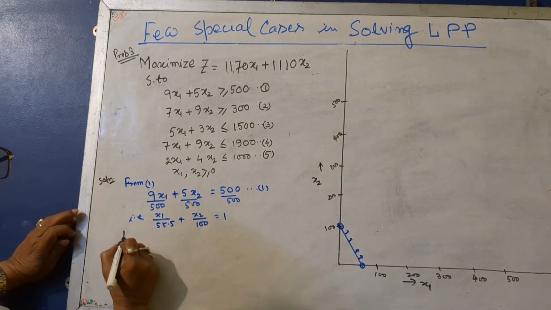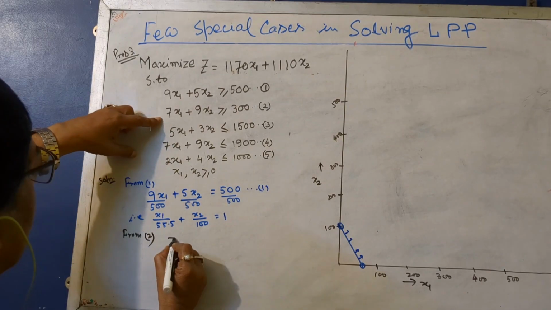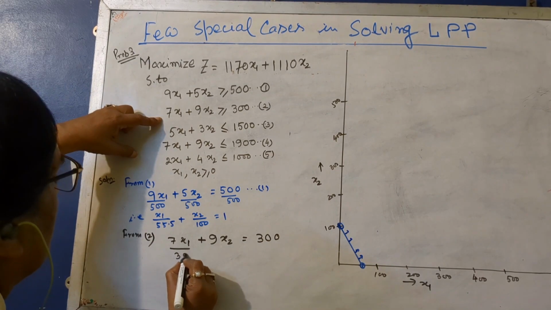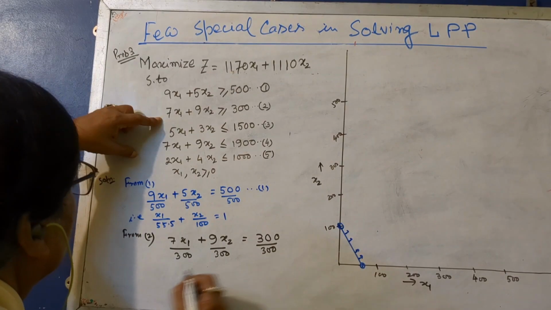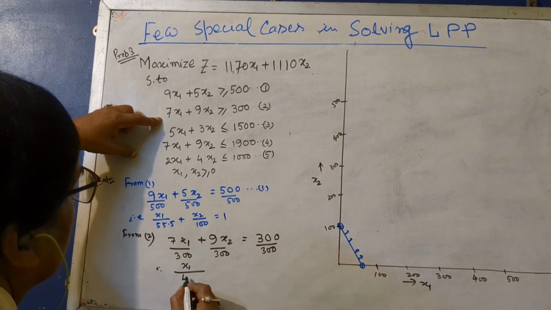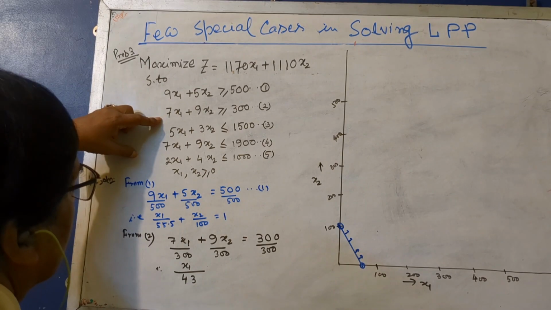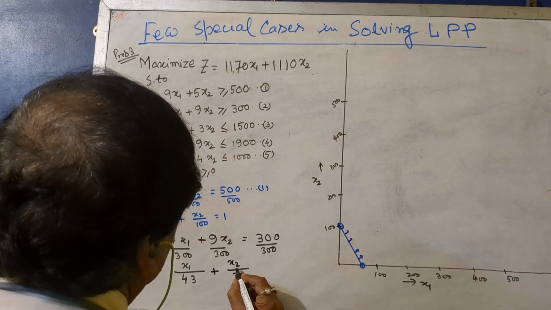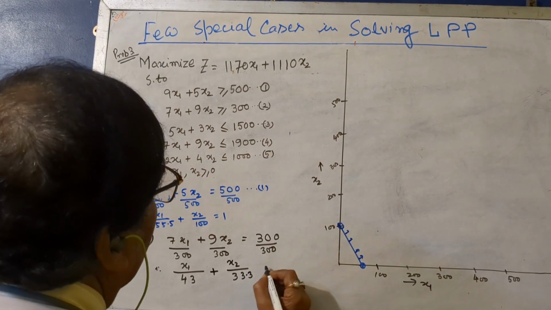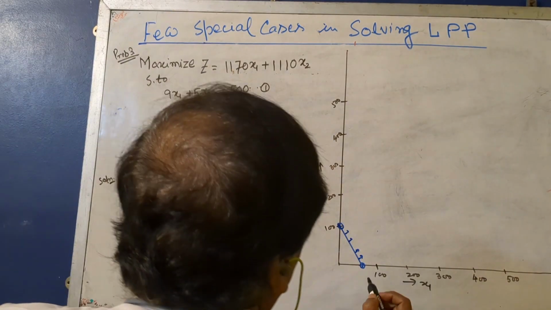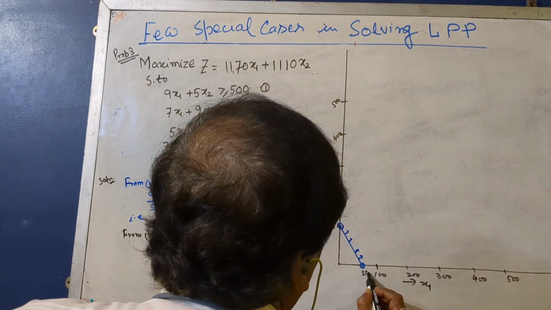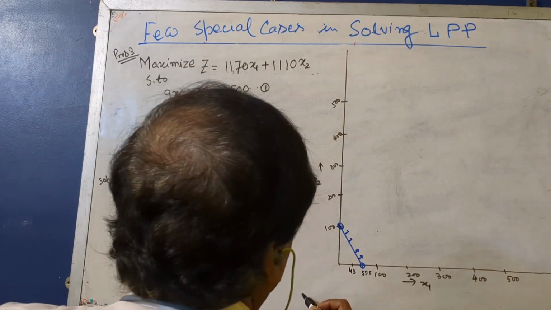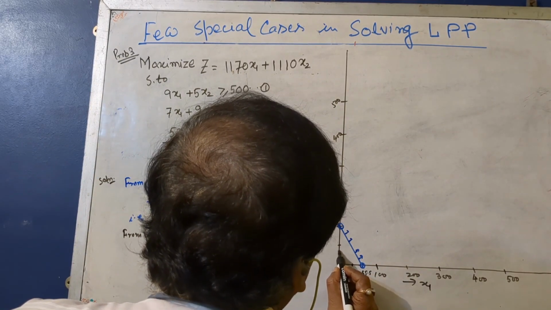From second, the equation is 7x1 plus 9x2 is equal to 300. Dividing by 300, that is x1 divided by roughly 43 plus x2 divided by 33.3 is equal to 1. So x1 is 43 roughly, and the other point is 33.3.